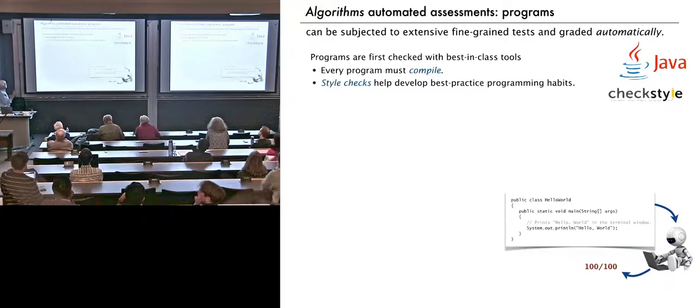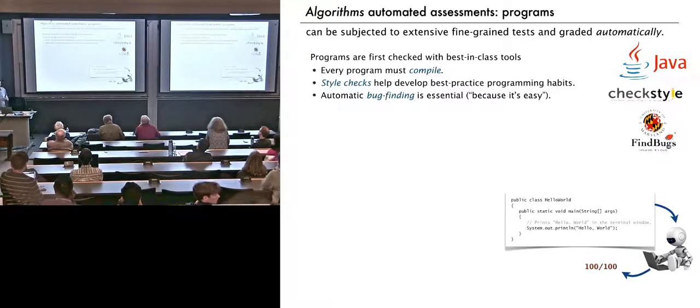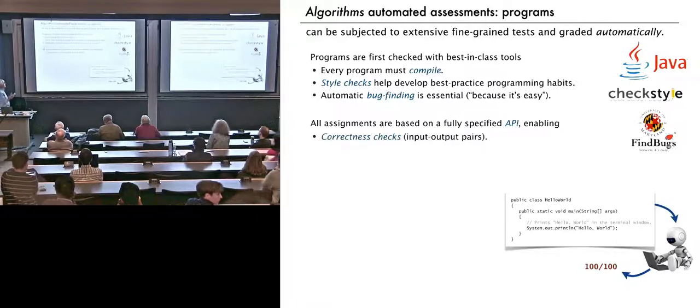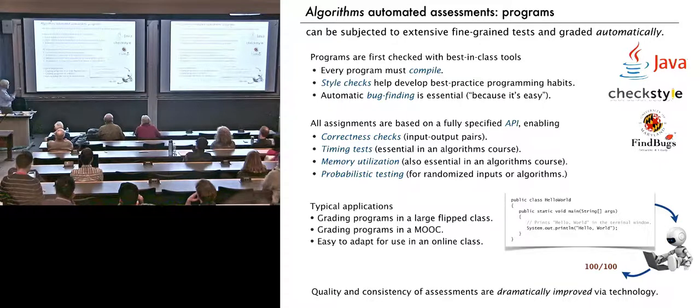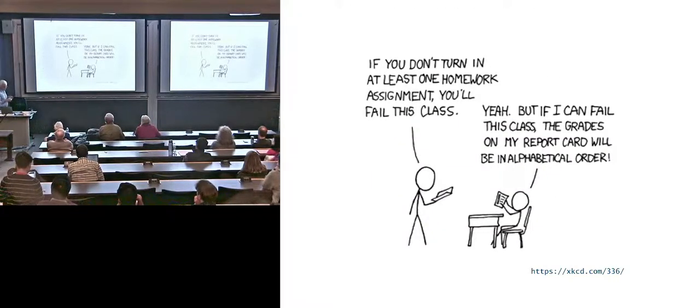And I don't want to spend too much time on program assessment just because what we're doing is not unique there. People are using lots of different things. I think what's unique about our program assessments is that we do very sophisticated testing, including probabilistic tests. It's not just here's the input, here's the output, check. It's how much memory did you use, and does your algorithm behave properly according to statistical tests on randomized inputs. So again, lots of applications, and again, dramatically improving the quality and consistency of the assessments. That's web services.